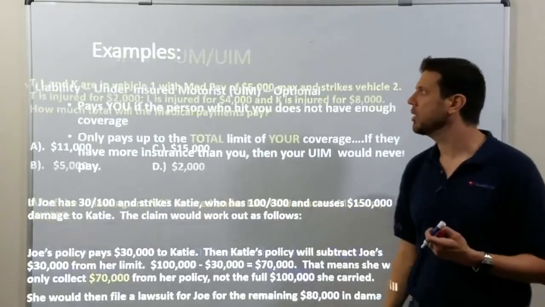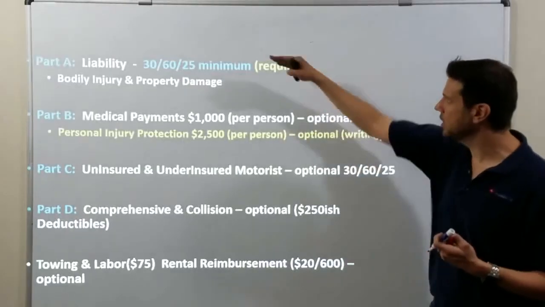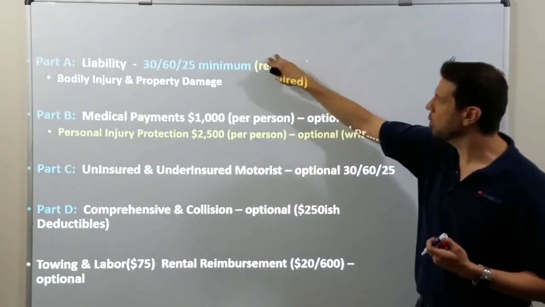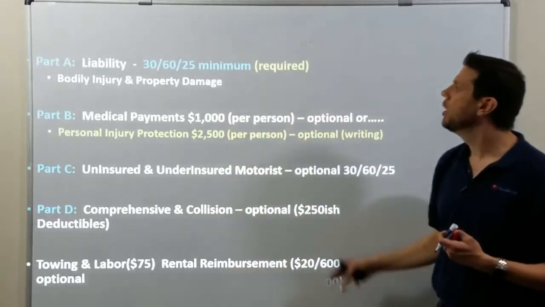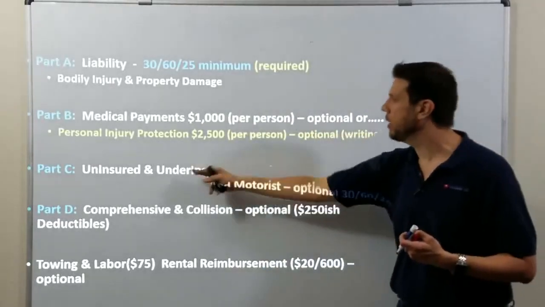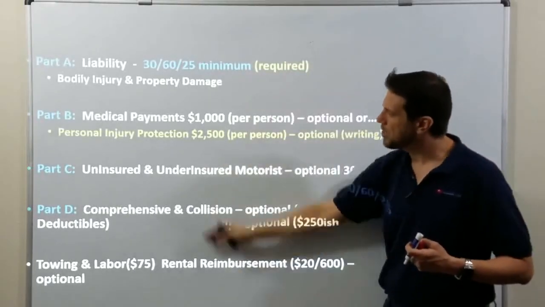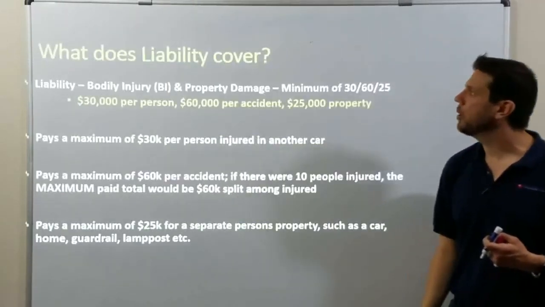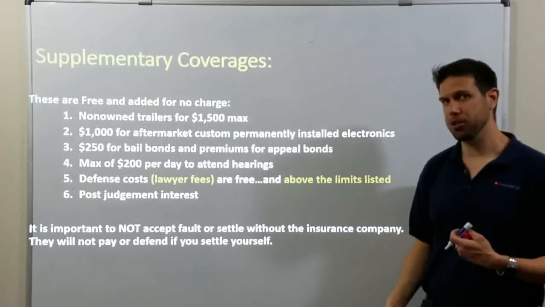Personal auto insurance, you're going to want to make sure that you know all of the parts to the policy. The liability is required, pays other people. This stuff pays you. Medical payments, PIP, uninsured, underinsured, we have to offer to people, but they can opt out. As long as you understand this and you understand supplementary coverages, you'll do extremely well on the auto insurance chapter.